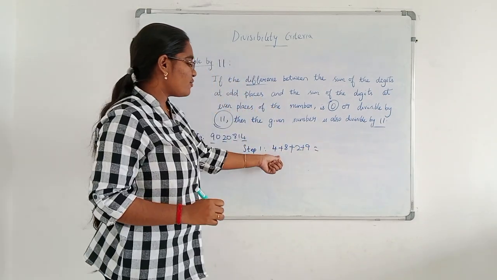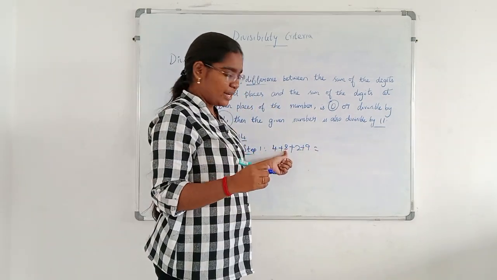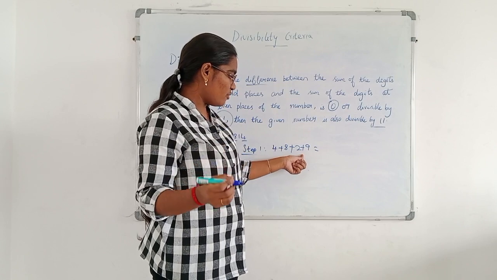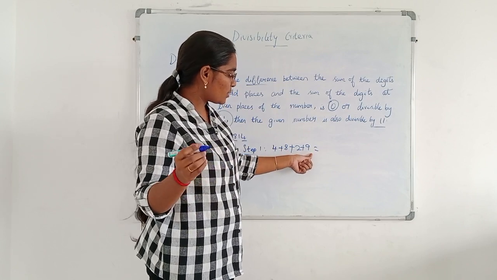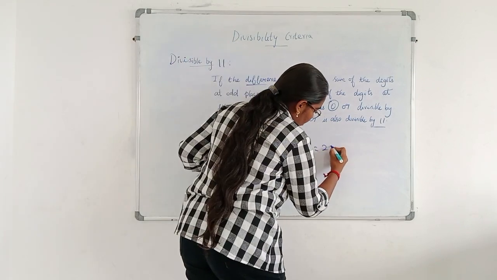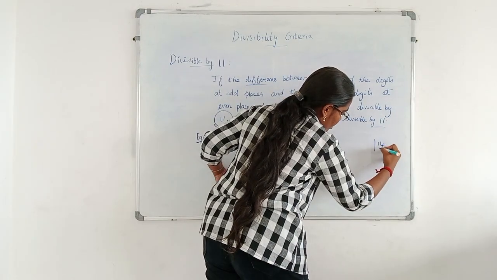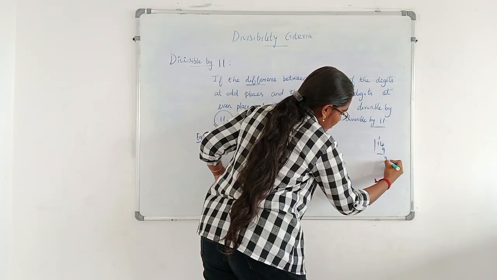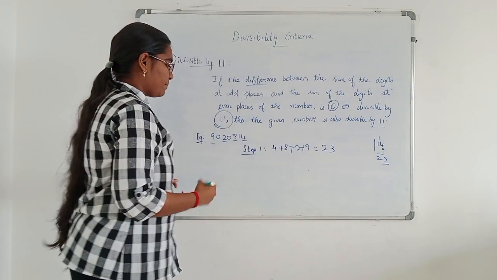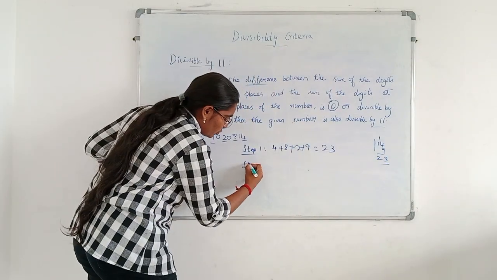What will you get? 4 plus 8, 12. 12 plus 2, 14. 14 plus 9, 23. Am I right? 14 plus 9: 10, 11, 12, 13, 23. Next, step number 2.